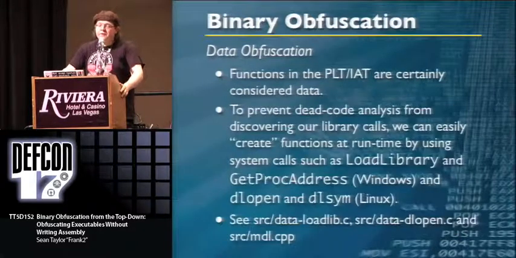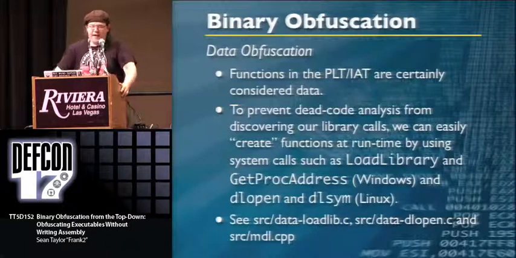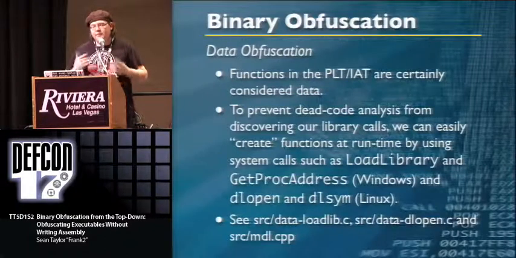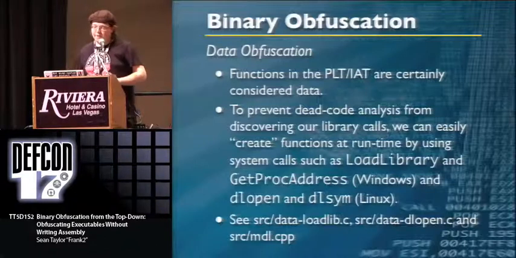So functions in the PLT and the IAT are definitely data. There are things that we can do to even function pointers to prevent API call analysis from being done on our binary. And this is basically accomplished through LoadLibrary and GetProcAddress in Windows, and dlopen and dlsym in Linux. Now, I have 3 different examples of this. There's loadlib for Windows, and dlopen for Linux.